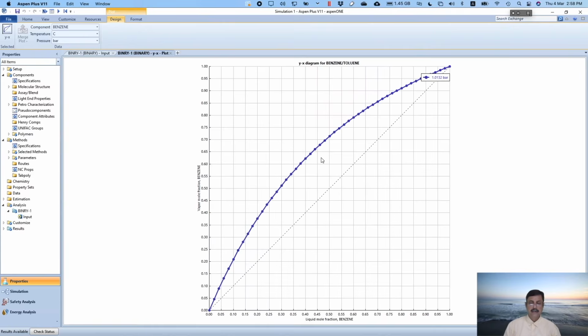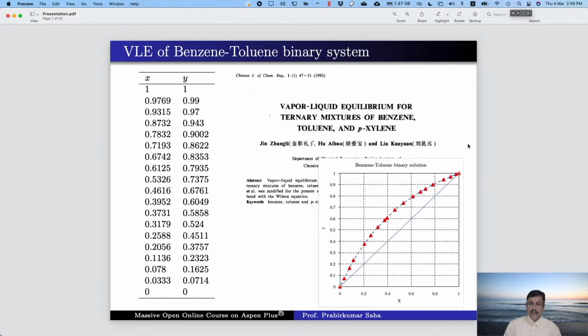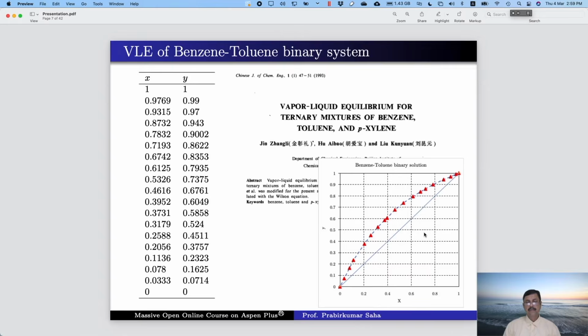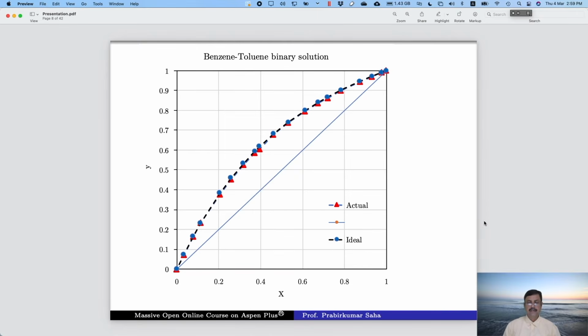and plot YX, because this is the vapor-liquid equilibrium curve. And check, this is the vapor-liquid equilibrium curve for the benzene-toluene system using the ideal model or ideal system behavior. Now let us compare it with this one. So this is the experimental result and this is the model result. Let us see how close they are. And this is the closeness, this is the actual, and this is the ideal behavior.